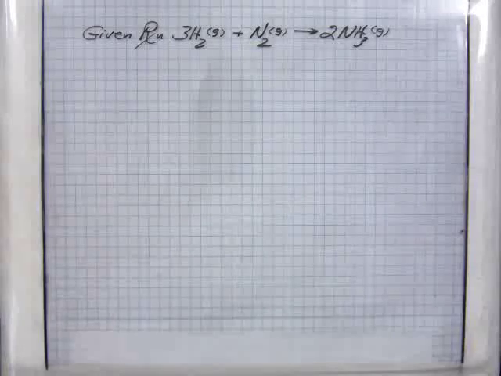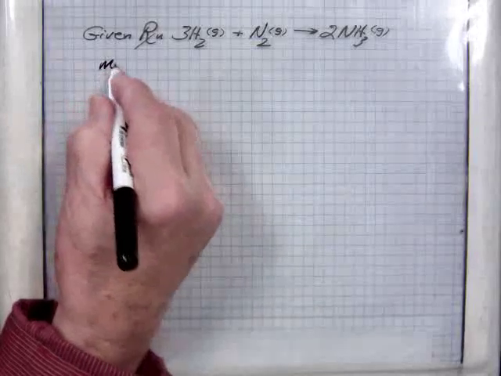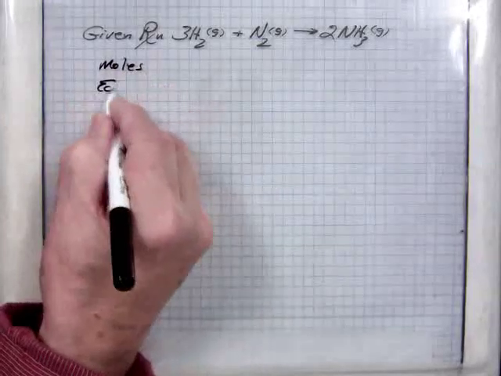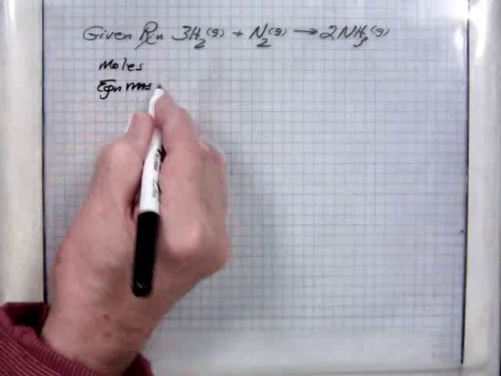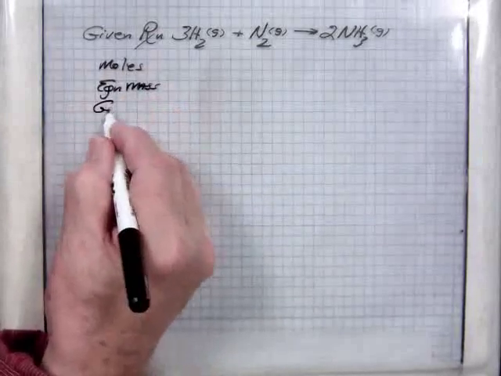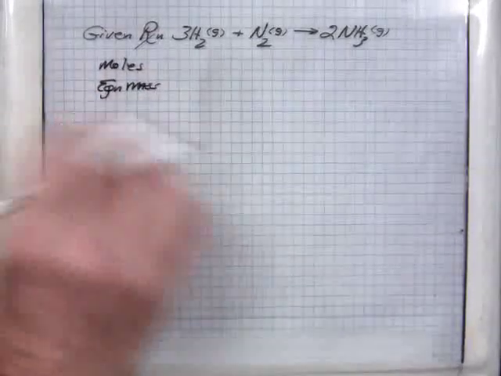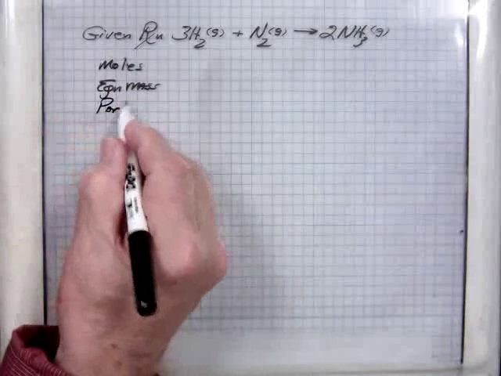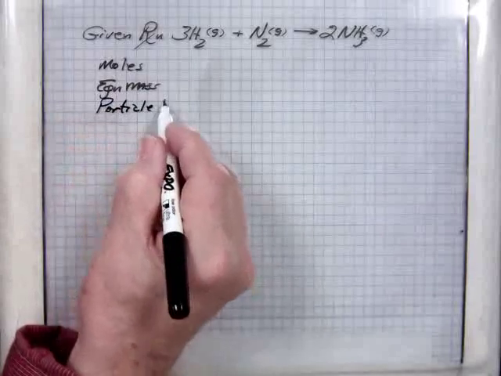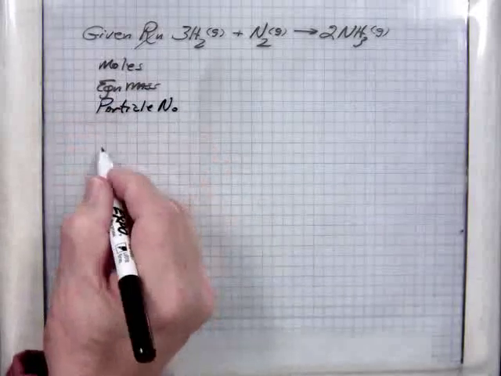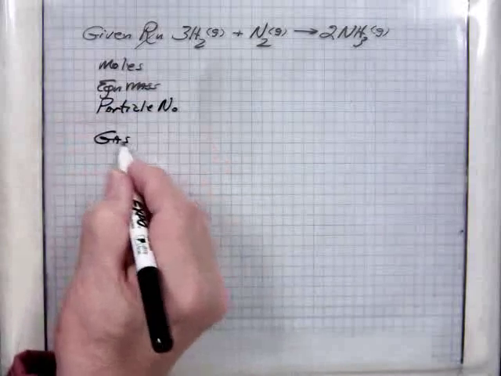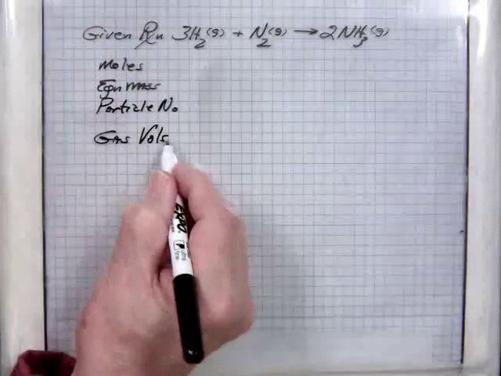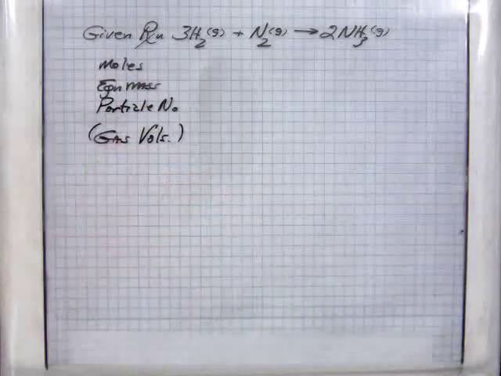And we've talked about what you can calculate from a chemical equation in the last chapter. And that includes moles, equation mass, and gas volumes. Well, particle numbers, I better put that one in there. And I'm going to move down here a little bit, gas volumes. That's the one we're really interested in.